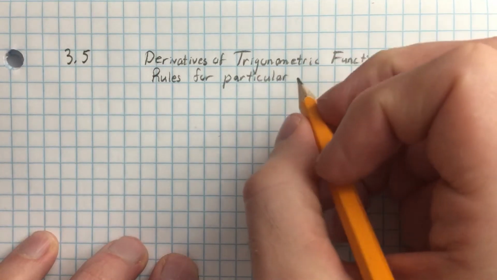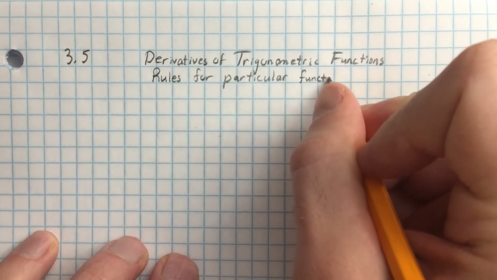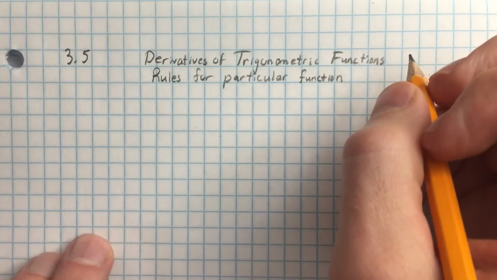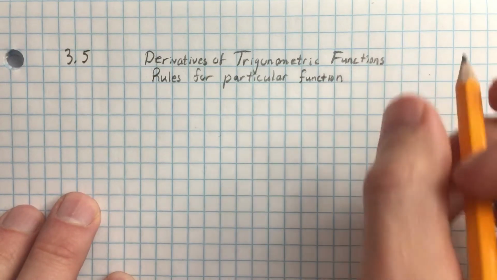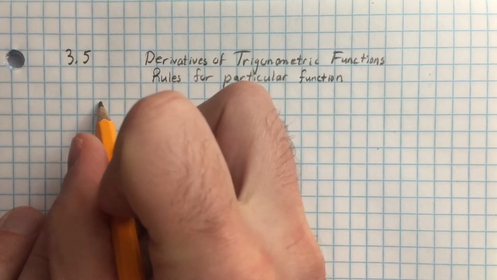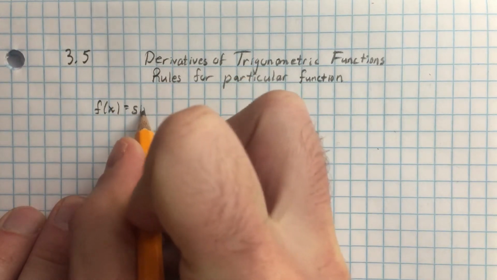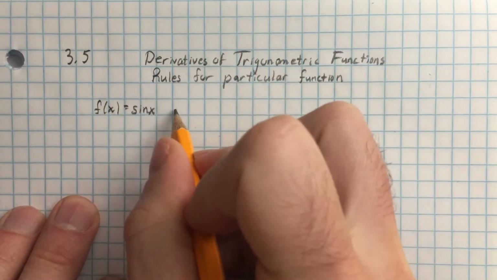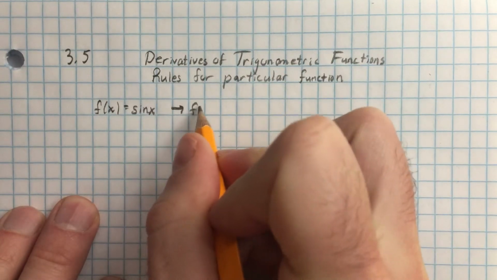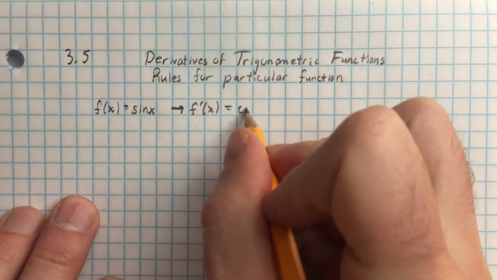Like you had a power rule and you had a constant rule for a constant function. So now you have trigonometric functions. What should their derivatives be? It turns out that if f of x is the sine function, then f prime is the cosine function, it turns out.